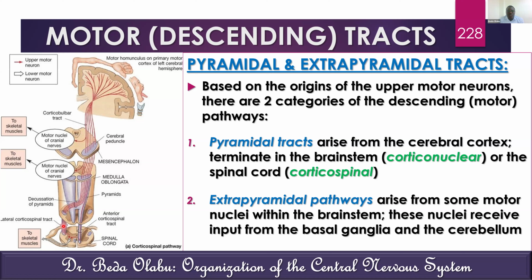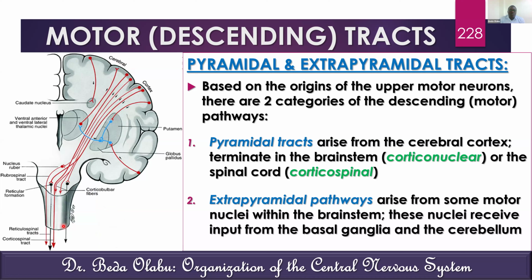Point to note is that even though they arise from the brainstem, these brainstem motor nuclei are actually being controlled by other systems, and in particular, the basal ganglia control these nuclei. The cerebellum also controls these nuclei. So when you talk of extrapyramidal pathway, we're referring to those descending upper motor neurons that arise from the brainstem nuclei. They could be coming from reticular nuclei, so you call it reticulospinal. They could be coming from the red nucleus, then you call it rubrospinal, and the like. We'll talk about them under extrapyramidal pathways.